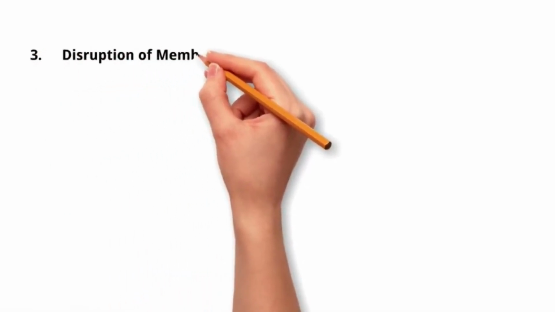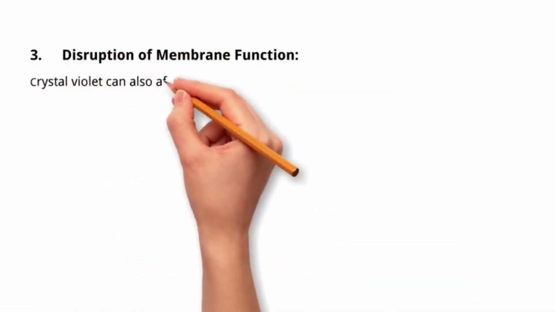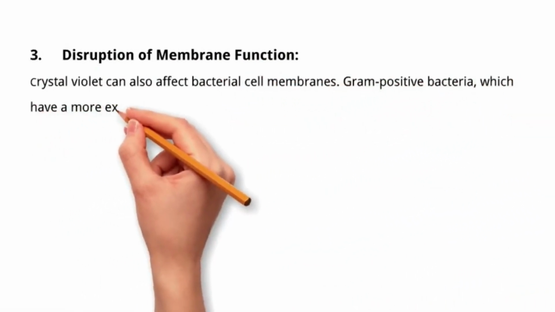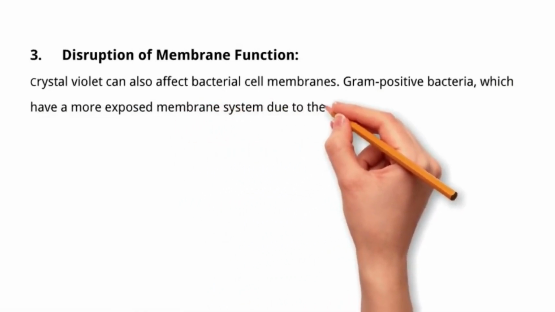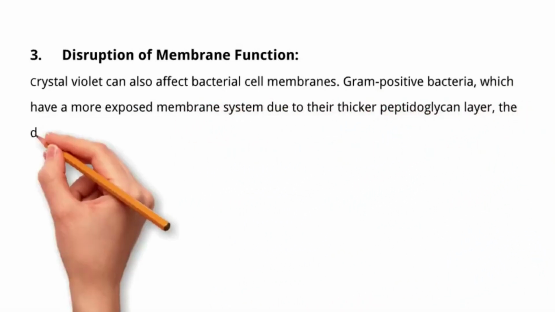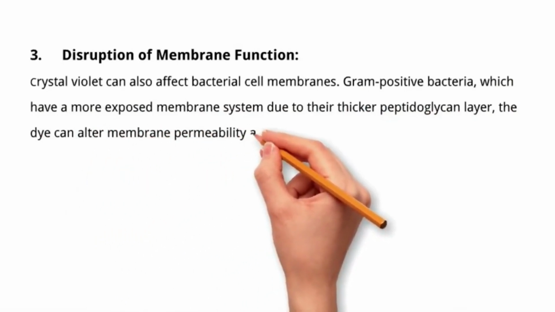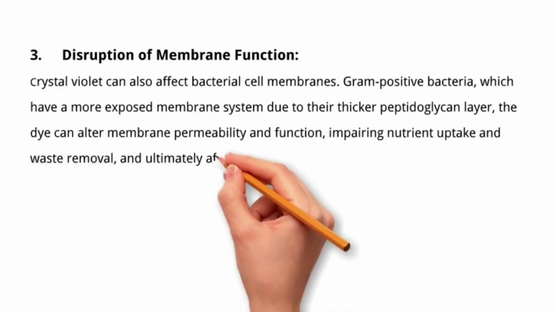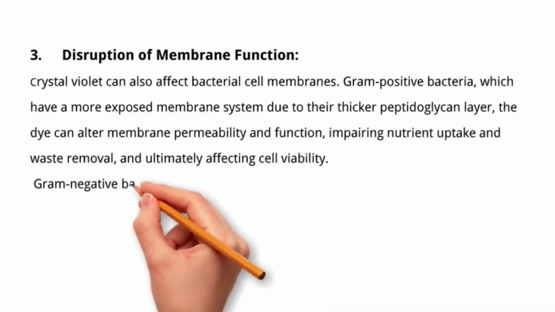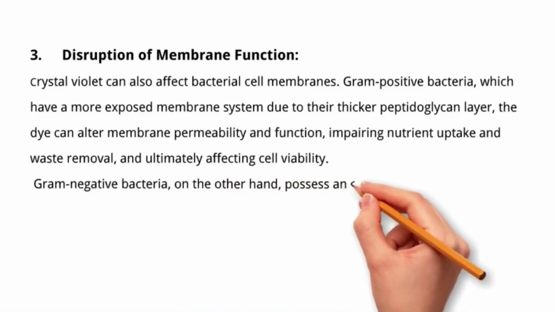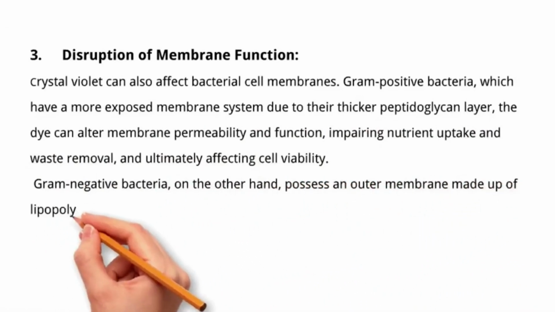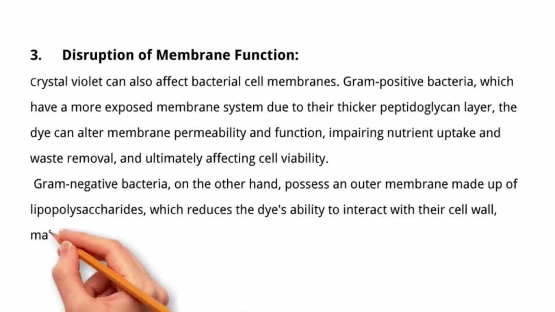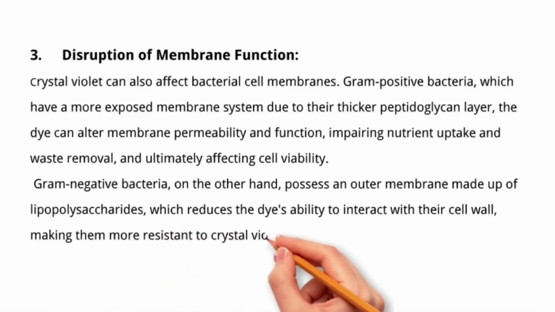3. Disruption of membrane function. Crystal violet can also affect bacterial cell membranes. In gram-positive bacteria, which have a more exposed membrane system due to their thicker peptidoglycan layer, the dye can alter membrane permeability and function, impairing nutrient uptake and waste removal, and ultimately affecting cell viability. Gram-negative bacteria, on the other hand, possess an outer membrane made up of lipopolysaccharides, which reduces the dye's ability to interact with their cell wall, making them more resistant to crystal violet's effects.